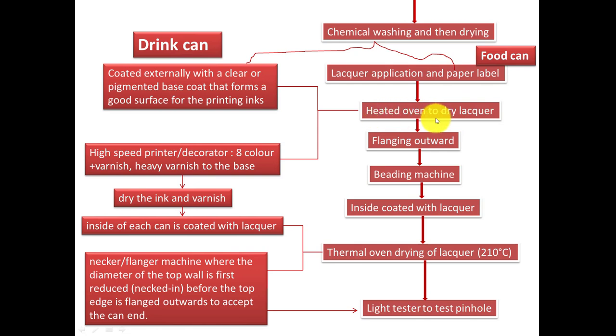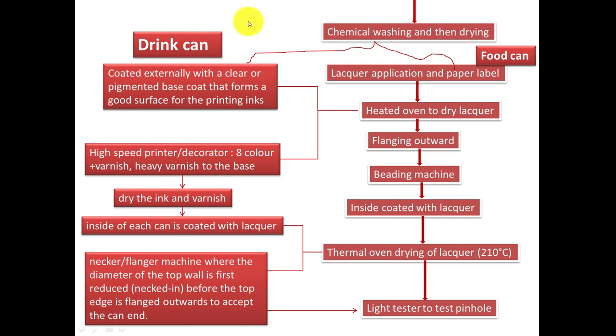We put it inside a heated oven. Then after the can is dry, we go for flanging. Flanging is just turning the outer edges to the outside, outward, if it is outward flanging. And the flanging is followed by beading if it is a food can. Then we apply the inside coating with the lacquer. This lacquer is dried by putting it inside the oven, and after this the can is tested with the light tester to test for pinholes. So your can is ready now in case of food can.